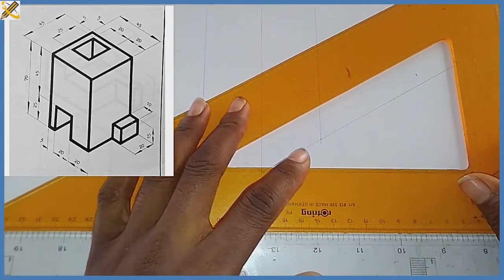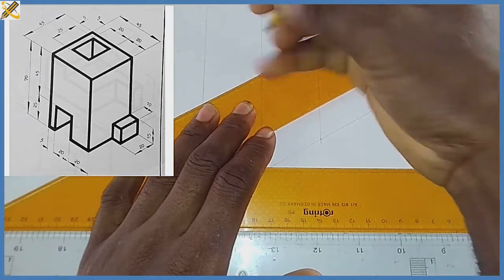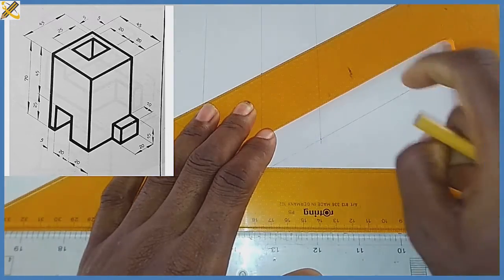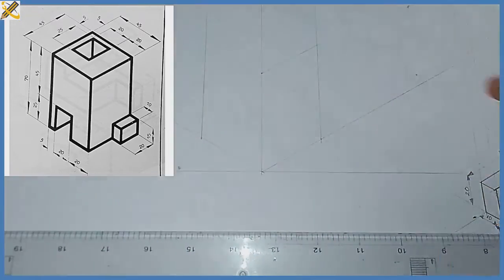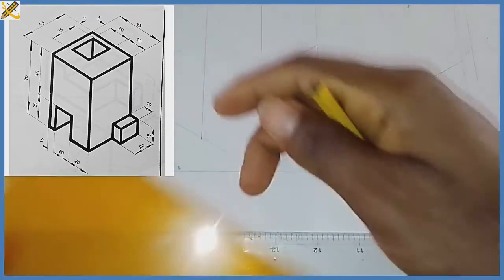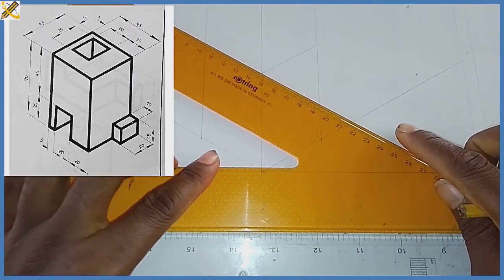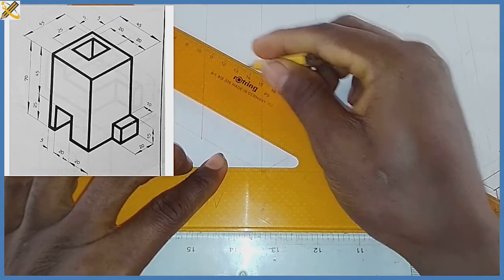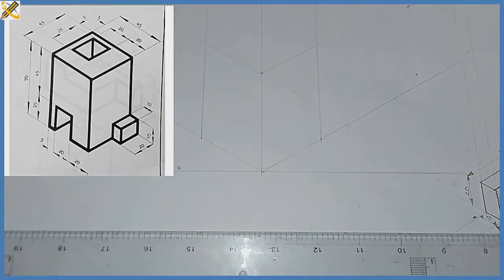Okay, so the next thing is the mark of 70, which we have there. We project it on the isometric axis. Okay, it must be parallel to this line right here, and it will also be parallel to this line right here. All right, in this manner. Okay, so what's next?